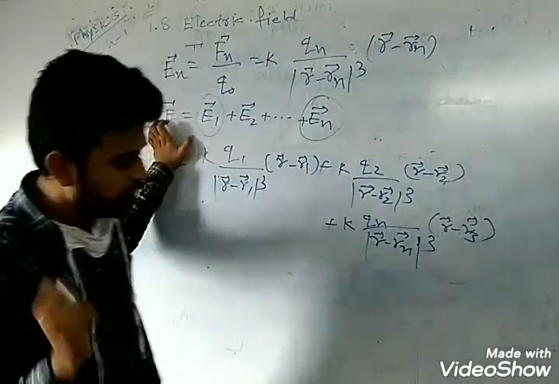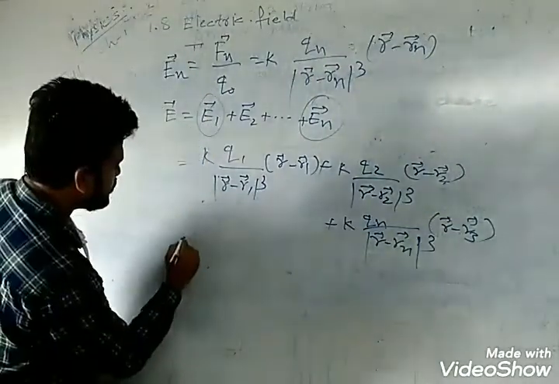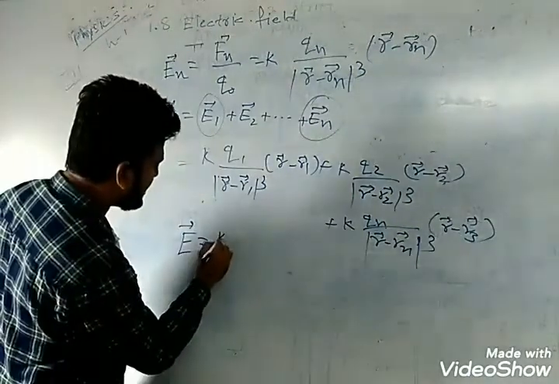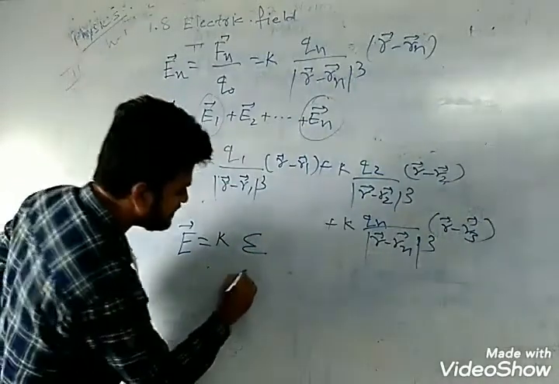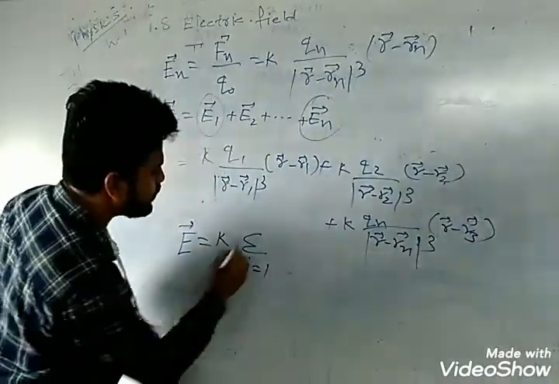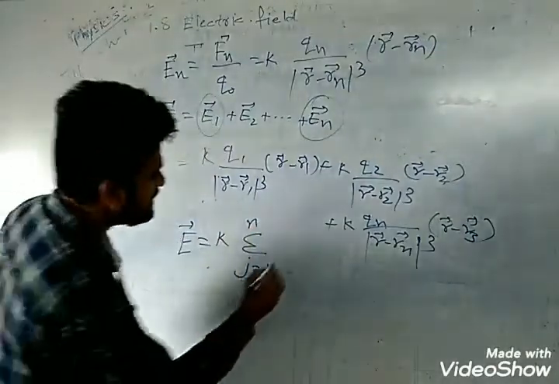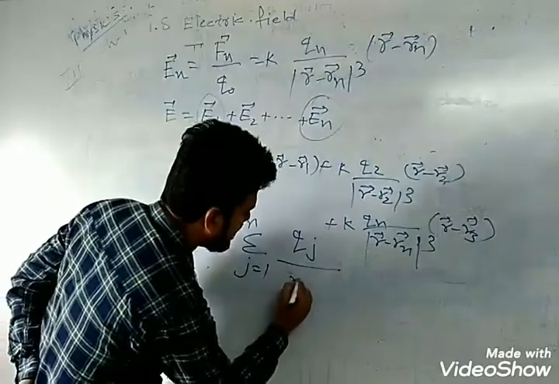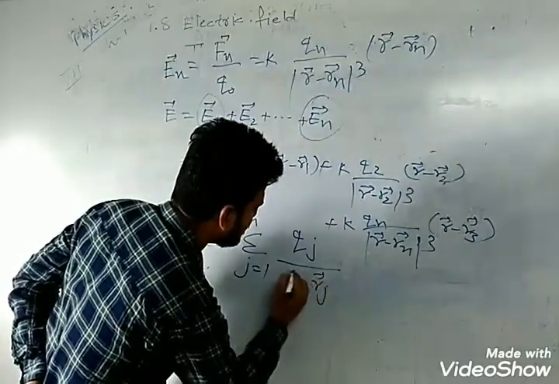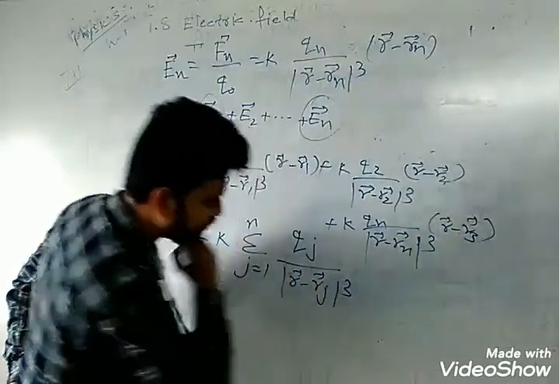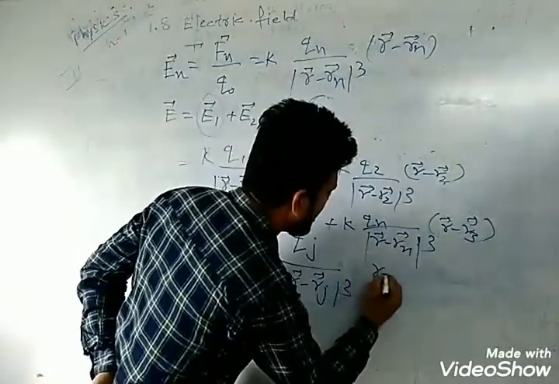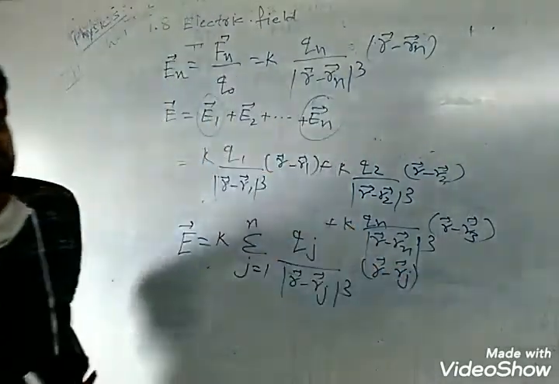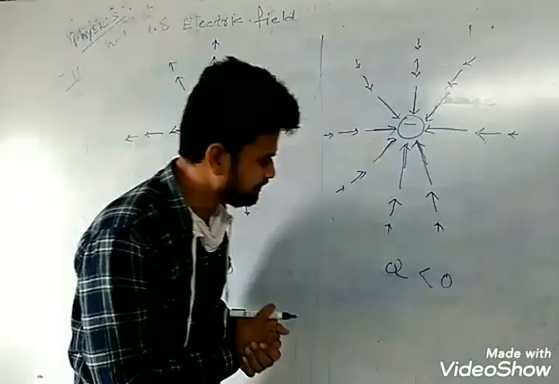So according to the superposition principle, the common equation is E equal to K, summation j equal to 1 to n, Qj upon mod of R minus Rj cubed, into R minus Rj. This is the final equation.